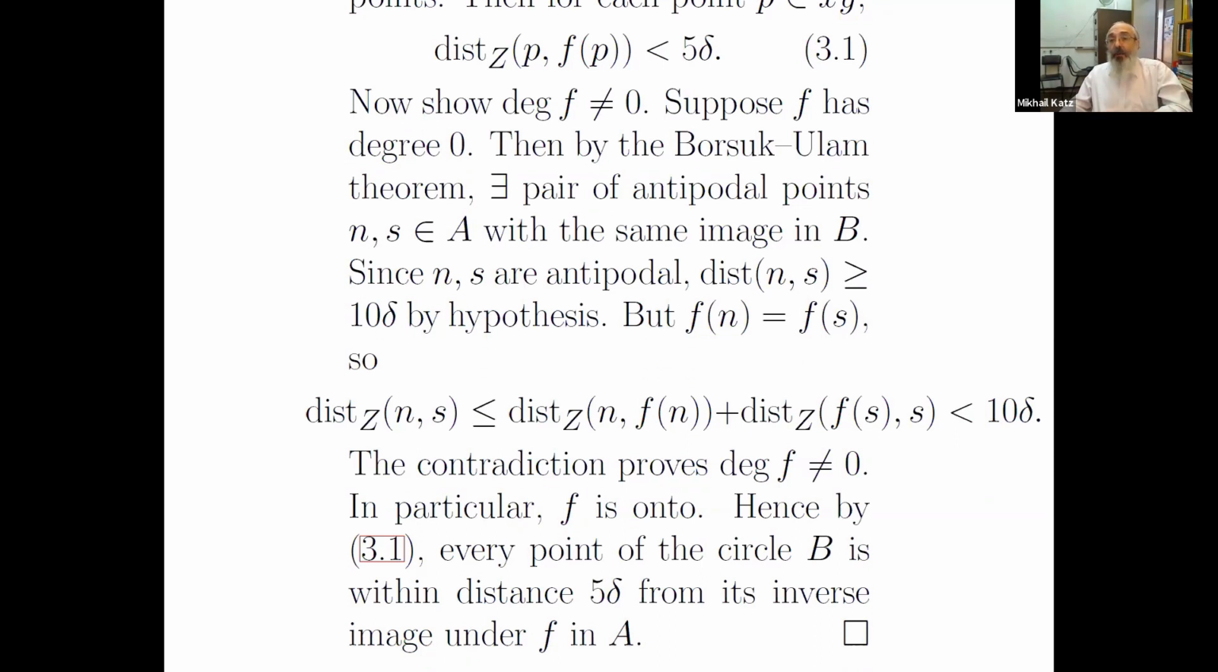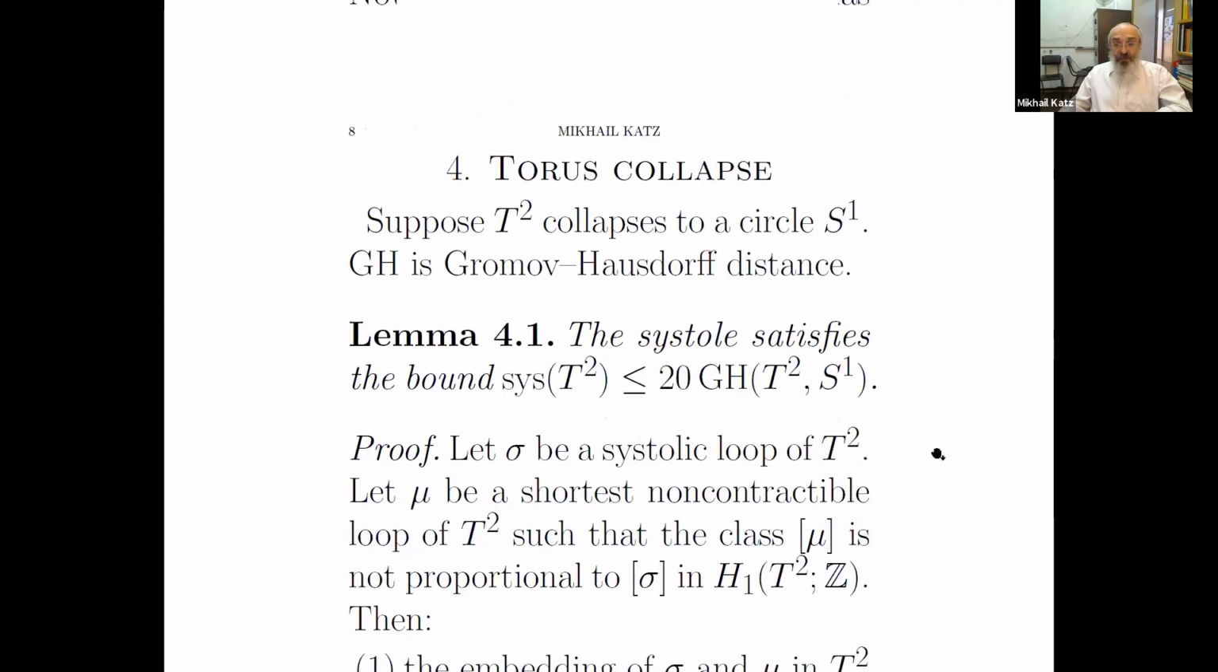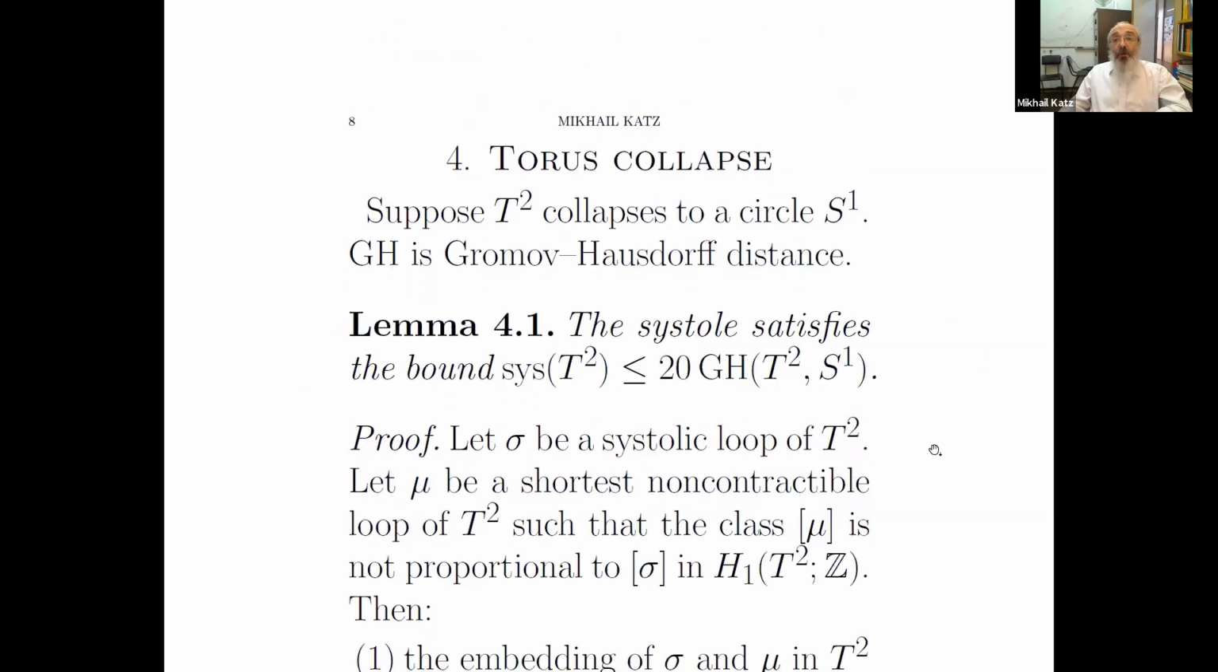Okay, so we proved the lemma. This is just sort of a usual yoga with triangle inequality, nothing surprising here. Now let's go on to collapsing the torus. Now suppose the torus T2.